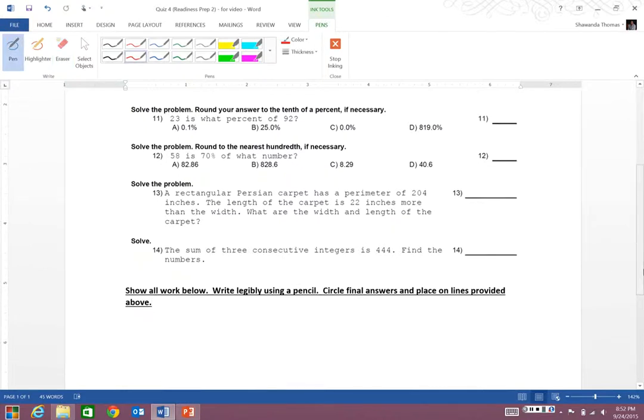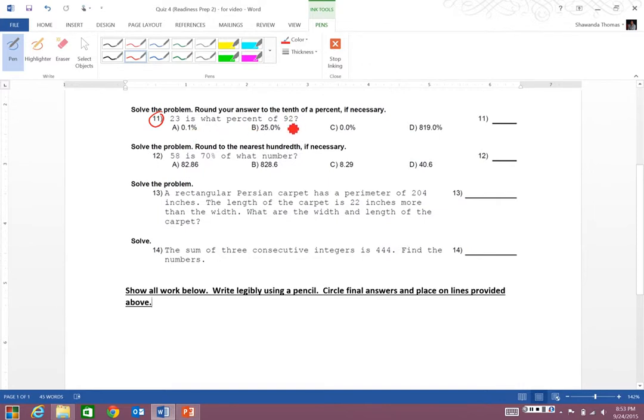Alright, next, let's go on to number 11. Solve the problem. Round your answer to the 0.1% if necessary. What's nice about these problems on the Readiness exam is that they have multiple choice answers. So you could probably figure out the answer to this without even working out the problem, to be honest with you. So if you say 23 is what percent of 92, you can kind of guess, right?